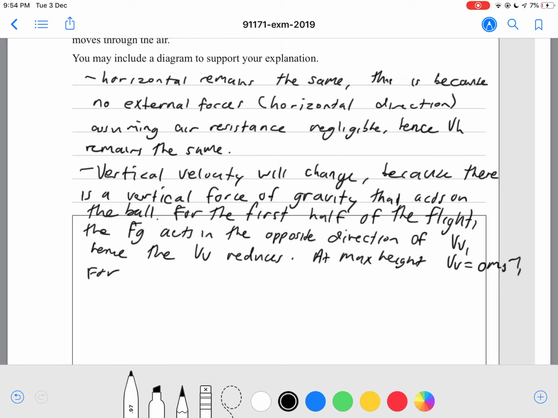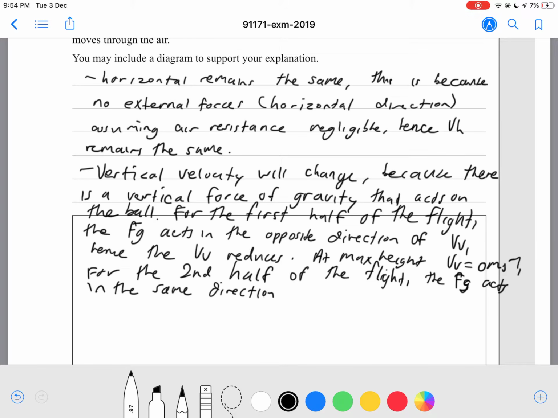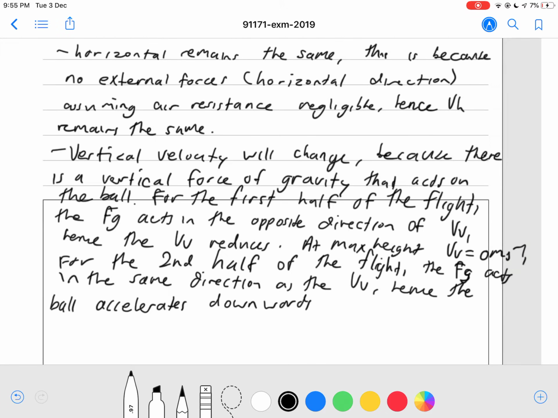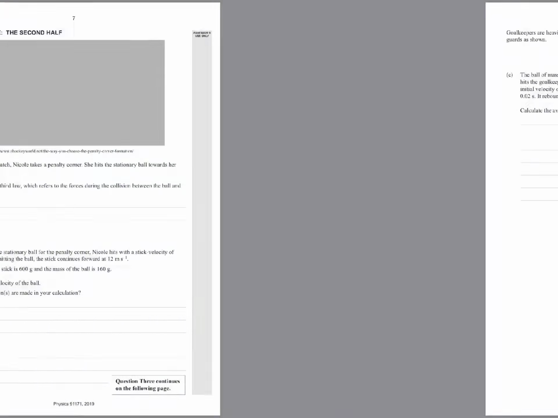And then you can say for the second half of the flight, the force of gravity acts in the same direction as the vertical velocity. Hence, the ball accelerates downwards. So that should be a typical answer for this question. And in terms of drawing the diagram, I'll do it at the very back.